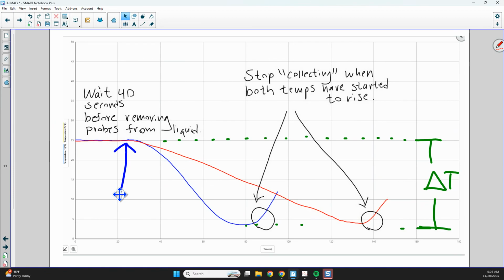So as soon as I remove the probes from the liquid, I should see the temperature start to drop for both lines. That's because there's liquid on the tip of the probes and it is evaporating and it's doing its job. It's carrying heat away from the temperature probe. Okay, the 2 lines are going to look different because they're different liquids and they have different IMFs. That's kind of the main point of our lab here.